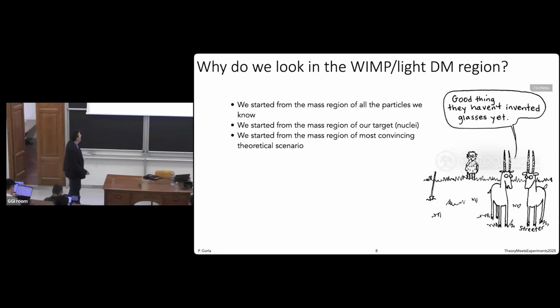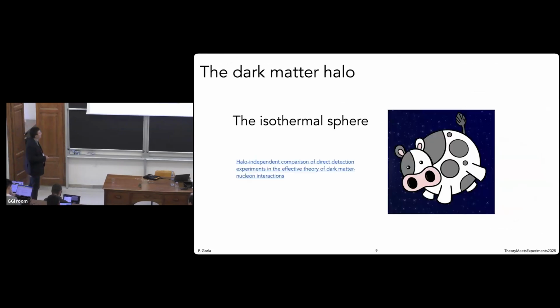And of course, we started from the region of our target. This is a matter of fact. We had the capability of measuring that region. So we started to explore the parameter space from the technology we had. And we started from a possible theoretical scenario, which was the neutralino supersymmetry model. So I think the approach was not bad, but of course we must know that this is not the only option.